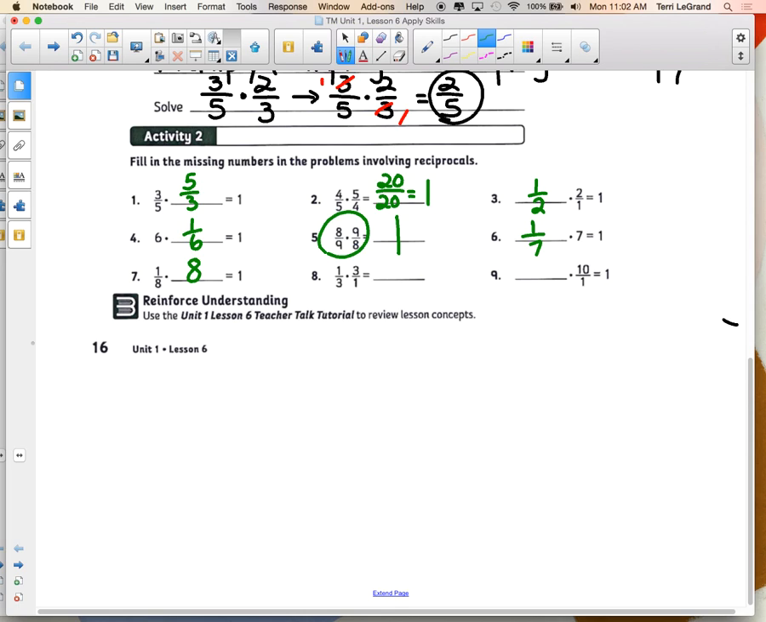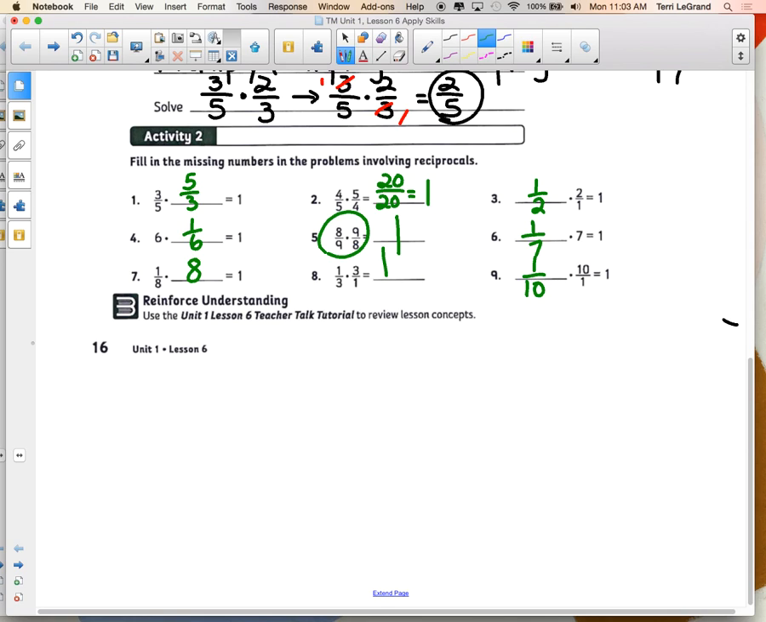Okay, 1/3 times 3 over 1. A number times its reciprocal. What's the answer? 1. You can just go straight to 1. How about that last one, number 9? We need the reciprocal of 10 over 1. It is 1/10. Okay, questions about reciprocals.